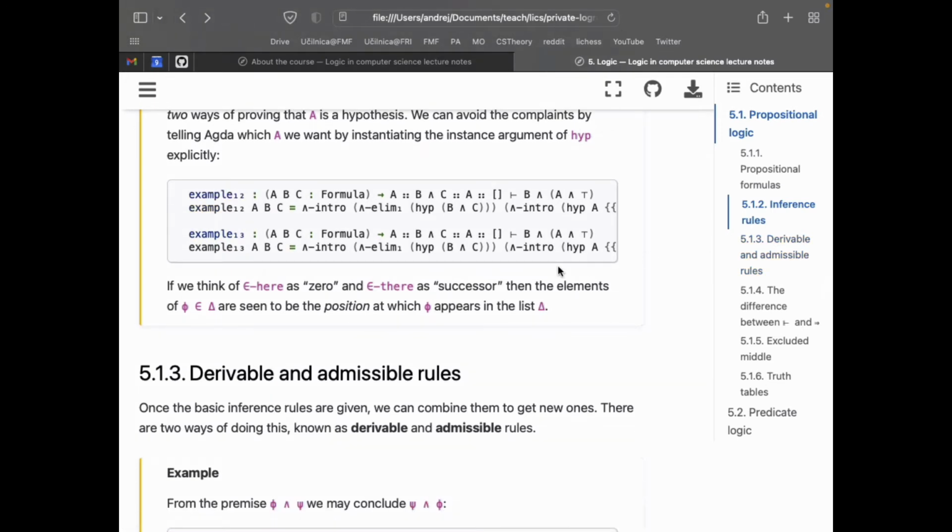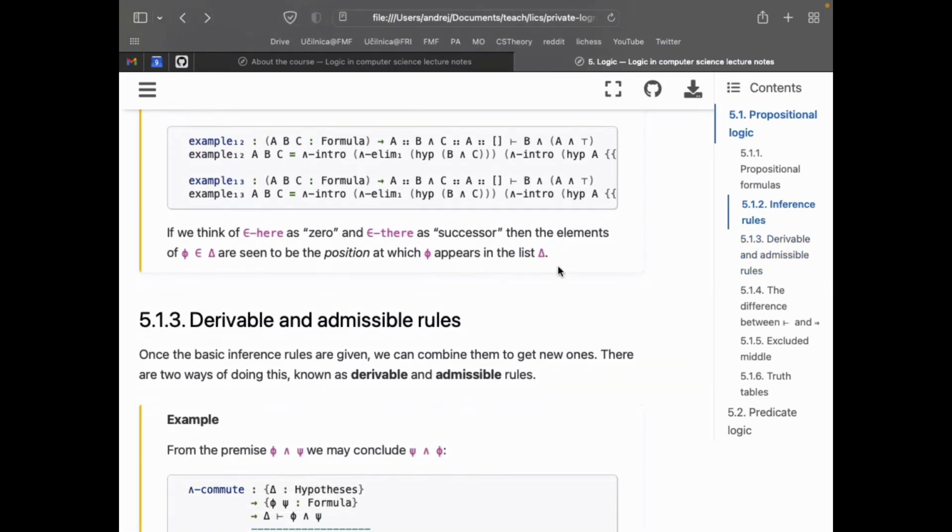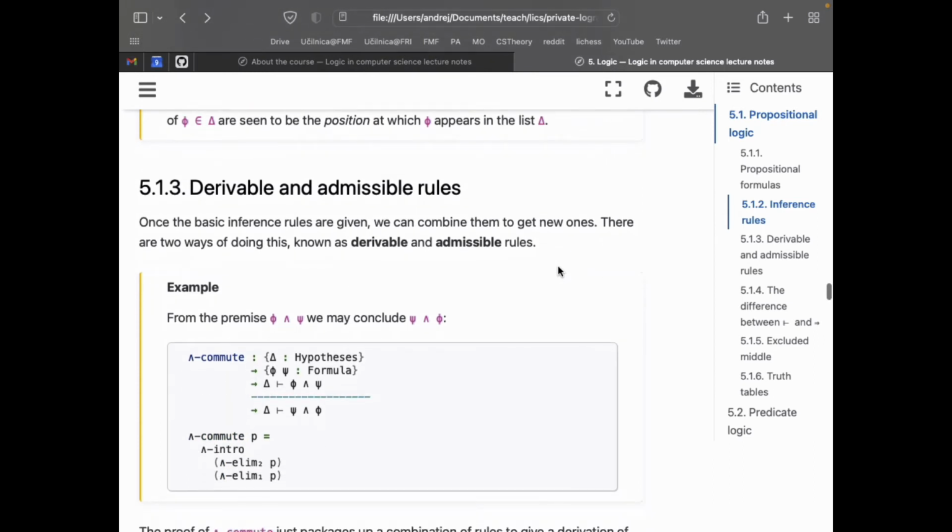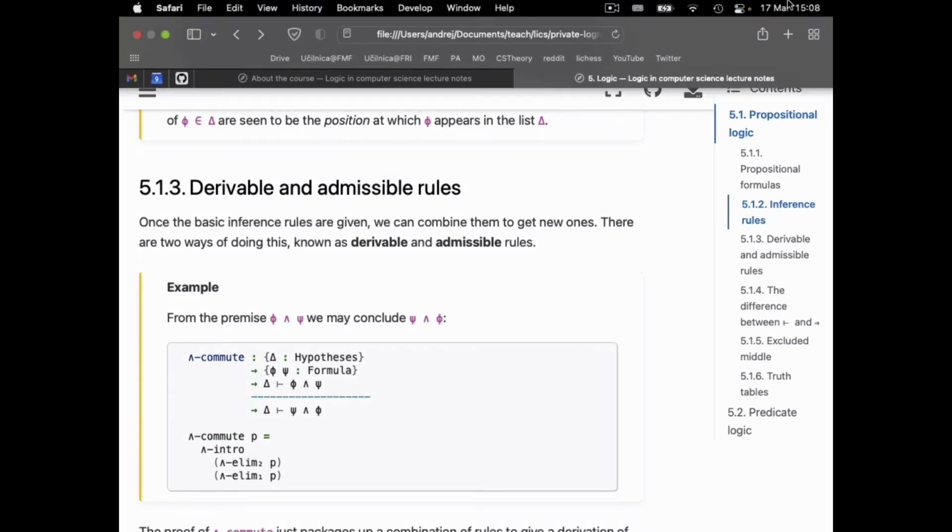Okay, I think now is a good time for stopping a little bit. And then we're going to look at the derivable and admissible rules. So meet you at 15:23-ish.